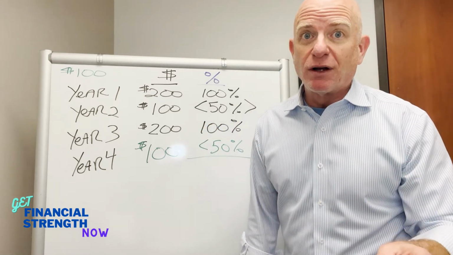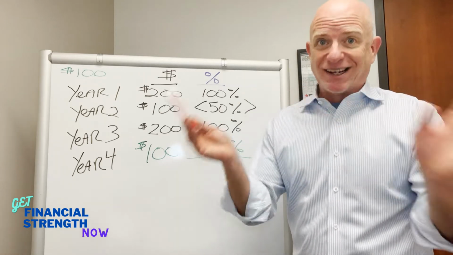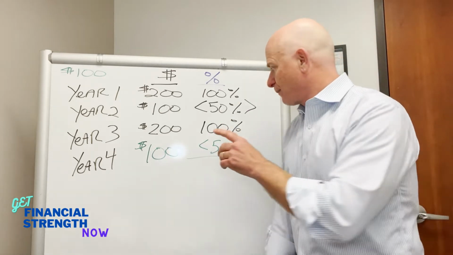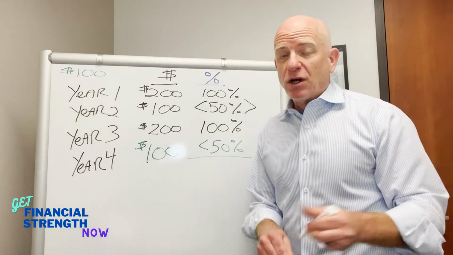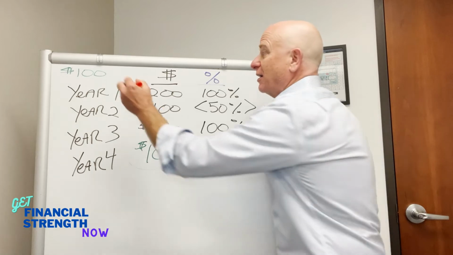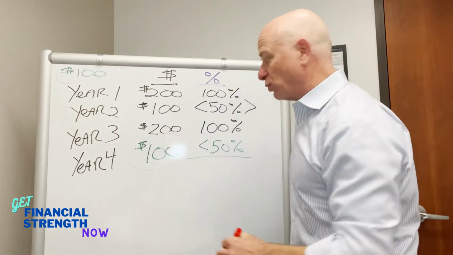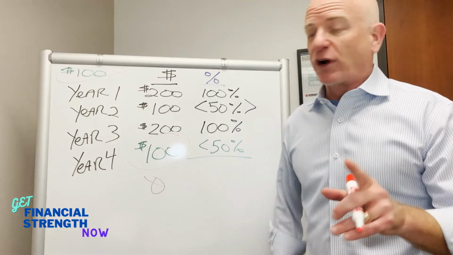Year 4, oh no, we were wrong again. We have to get new scientists. Everything's wrong. We lose 50%, and we're back down to $100. Now, here's what's interesting. You notice this is $100 right there, and we started with $100. So our actual return is 0. Goose eggs. That's our actual return.